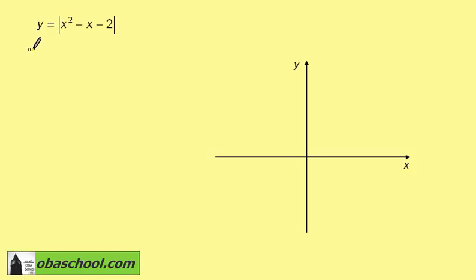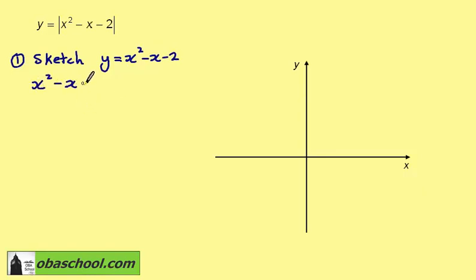Here we want to draw y equals the modulus of x squared minus x minus 2. Although we're now dealing with a curve, the principle is exactly the same. We start by making a sketch of the function without the modulus. So we need to sketch y equals x squared minus x minus 2.